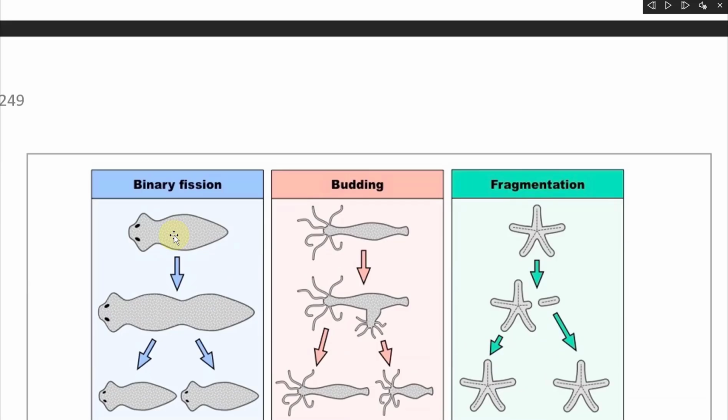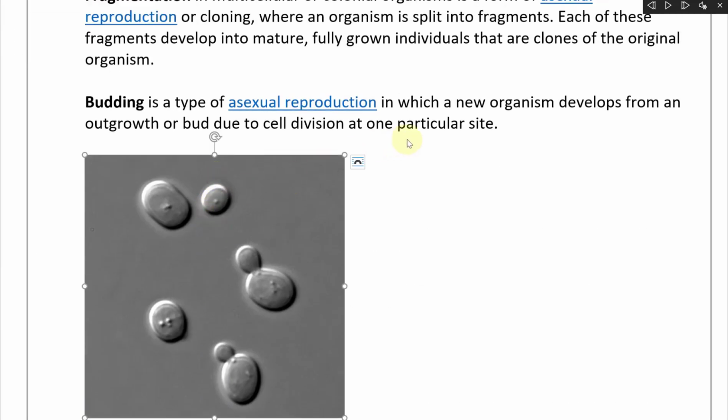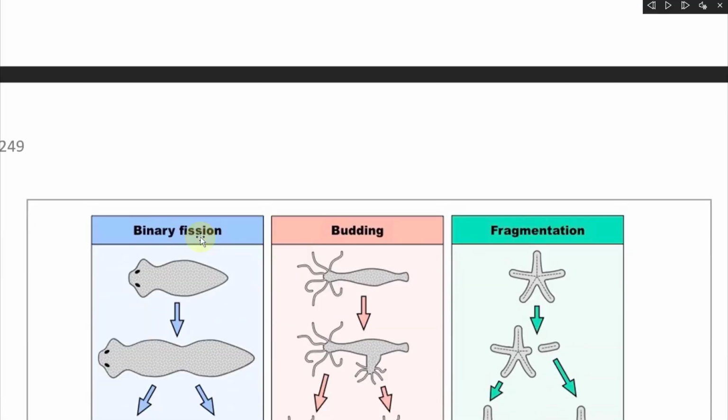It's very interesting. You can see the budding here. It's an outgrowth right here. These outgrowths are where a new organism develops from an outgrowth or bud due to cell division at one particular site. You have cell division here, and they separate and release, and they reproduce like that.